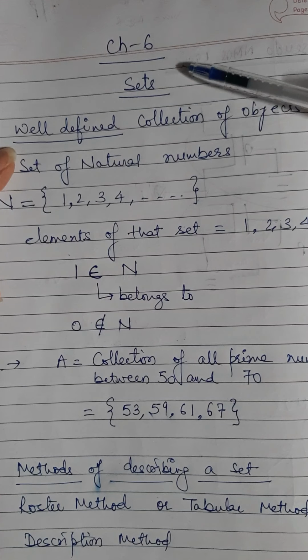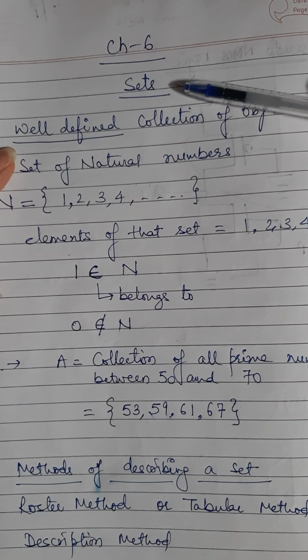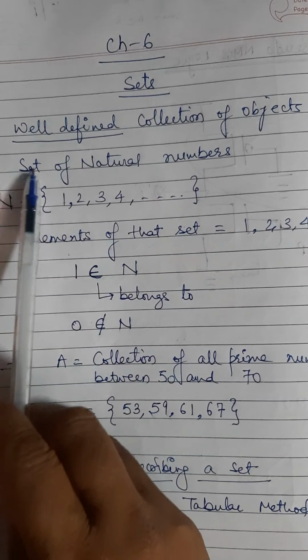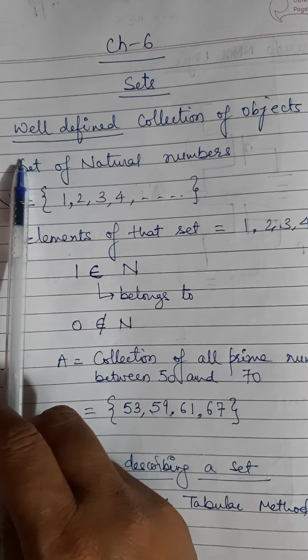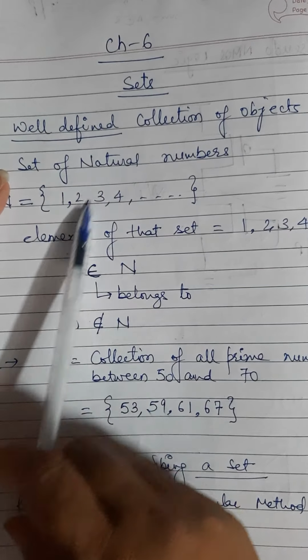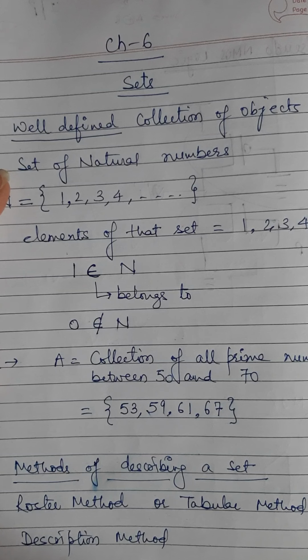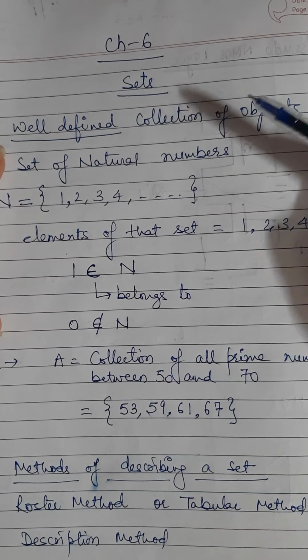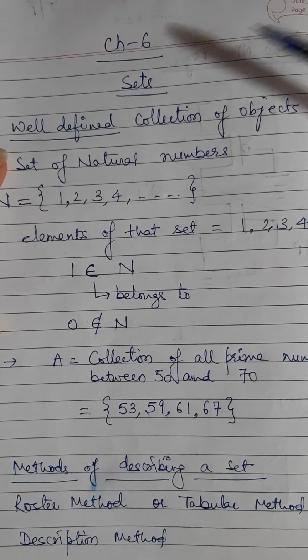So first we have to know about set. What is a set? You can say it is a well defined collection of objects. Well defined means under the given conditions. When we define the objects under the given condition, then that collection is called a set.